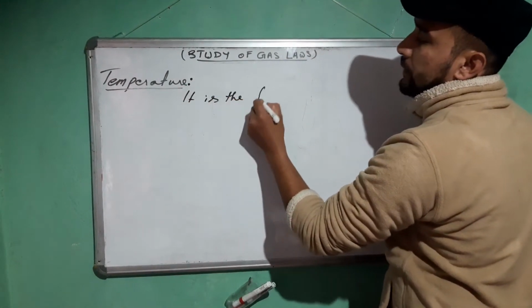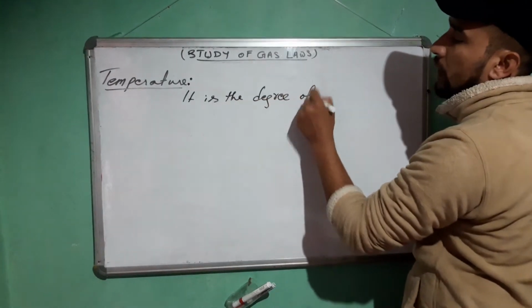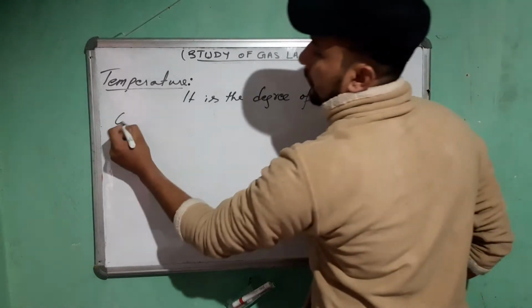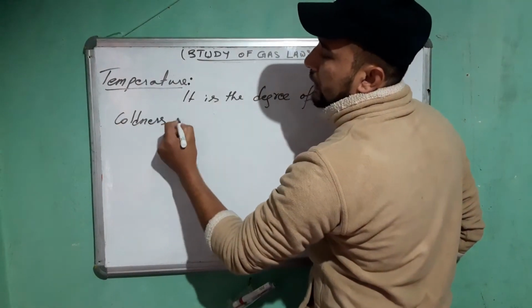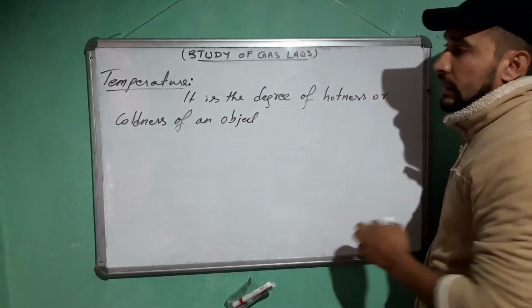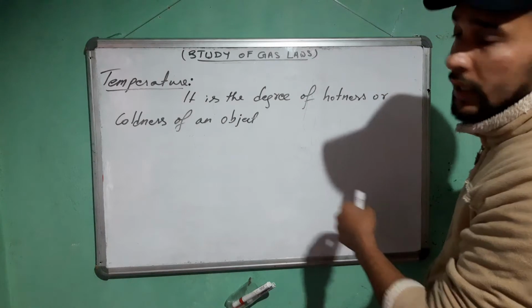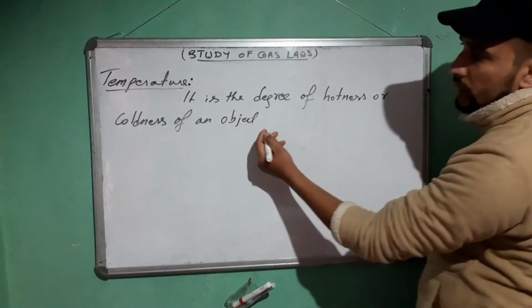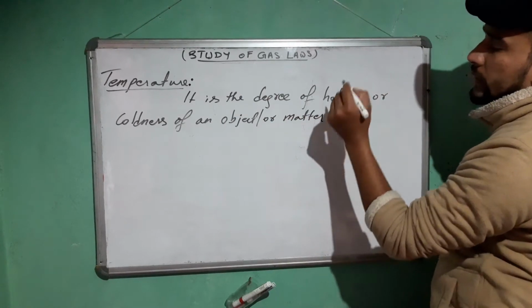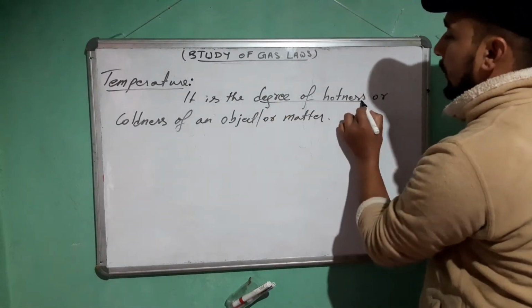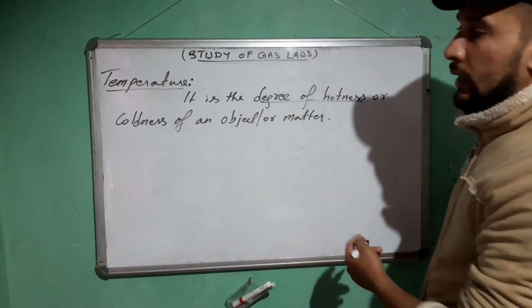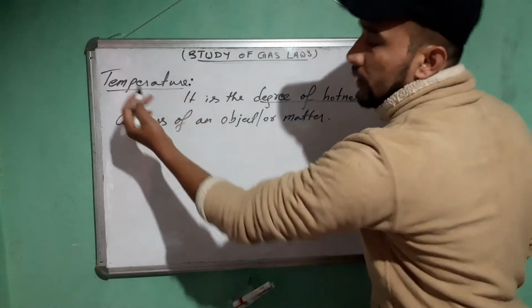It is the degree of hotness or coldness of an object. We are studying gas laws here. Okay, so object means anything, object or matter you can write, solid, liquid, and gas, anything. Degree of hotness, how much hot or cold is an object. That degree of hotness is called temperature.